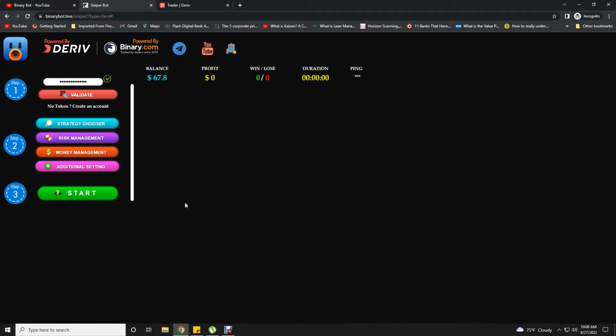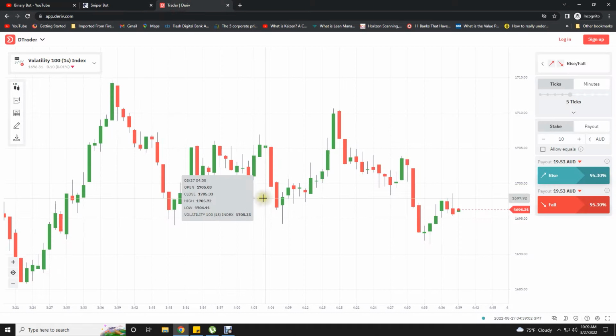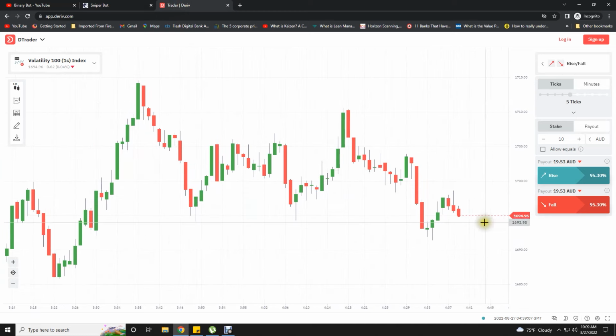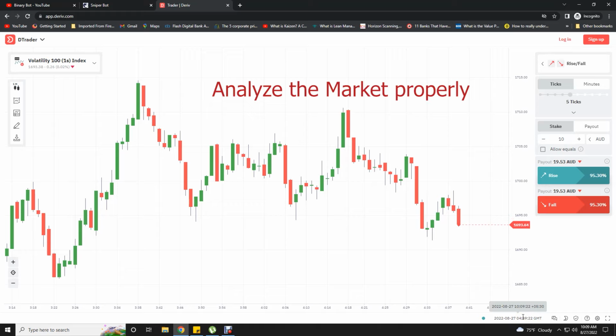The strategy is set up now, and before you start trading, as always, you need to go into the Deriv trading platform. Let's go. As you can see, the market is going in a downtrend. I think that's a very good time to have a trade. So without any delay, let's start trading.